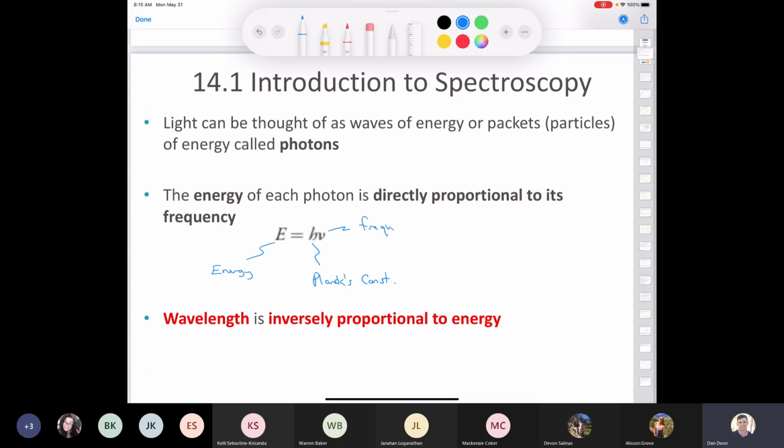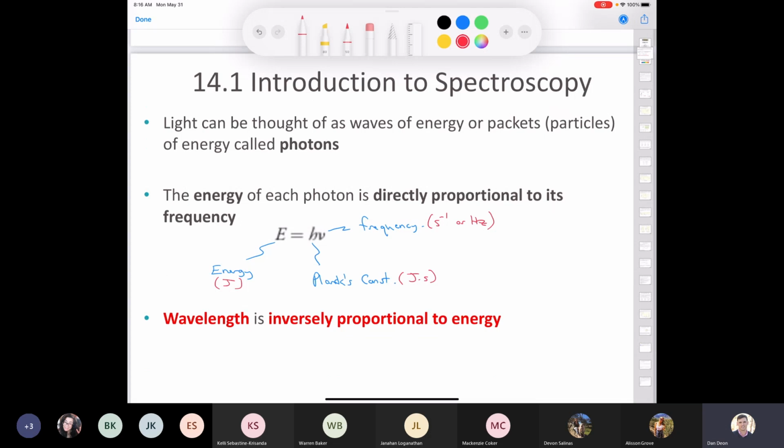Frequency you can measure in hertz. It can be in seconds to the -1. So again, the units of energy will be in joules. Planck's constant, as I stated, was in joules times seconds. And so if frequency is in reciprocal seconds or hertz, that means that the seconds are going to cancel out and we'd be left over with just joules for our unit of energy.